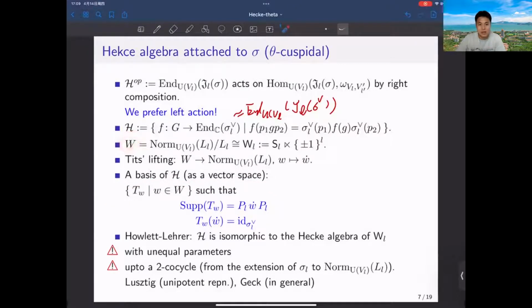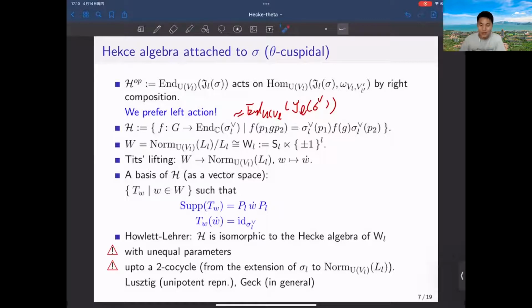Let's assume W to be the normalizer of the Levi subgroup, and it is naturally isomorphic to the type BC Weyl group, which is a symmetric group of order L letters in a semi-direct product with plus minus 1 to the power L. Then we will always fix the root system and fix the Tits lifting of the Weyl group to the normalizer of the parabolic, the Levi subgroup, and we will use W0 to denote the lifting.